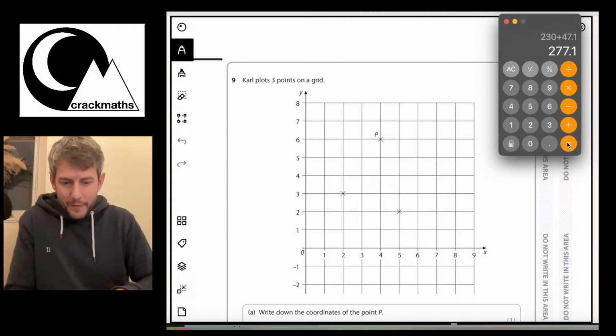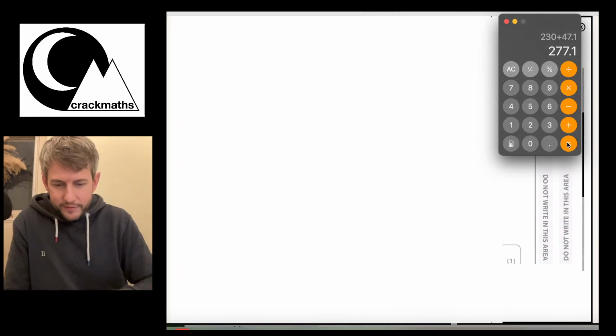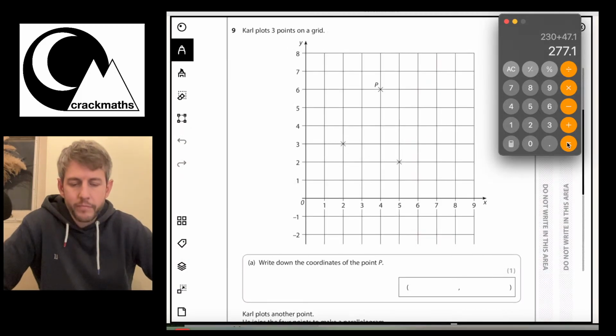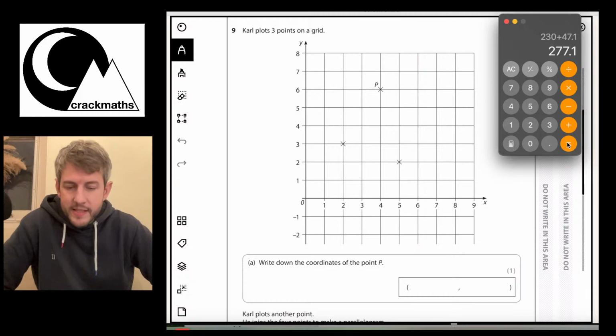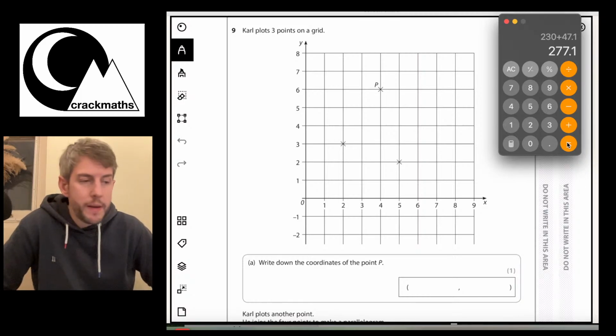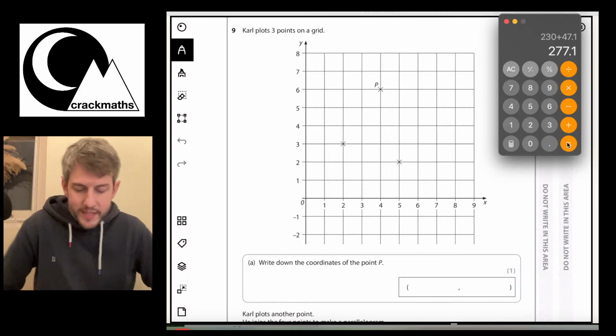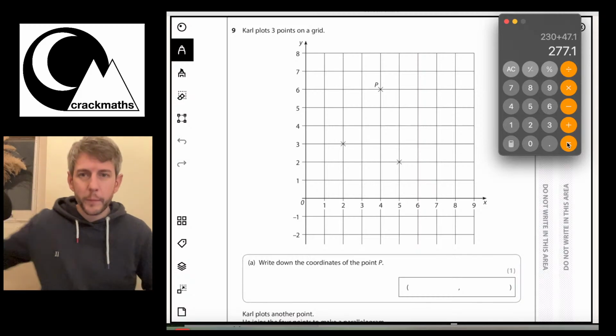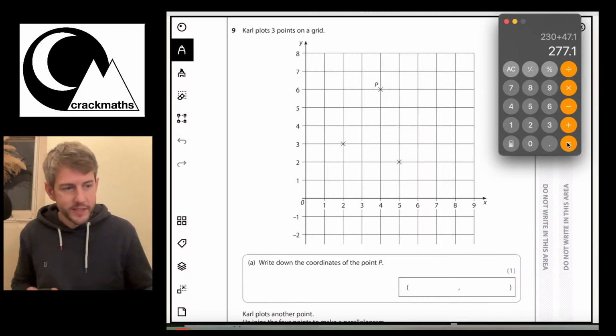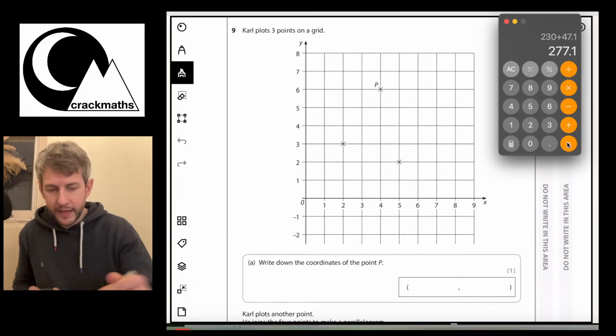Right, okay, here we go. We've got a grid. So on this grid, it says, Carl plots 3 points on a grid. Write down the coordinates of the point P. Okie dokie, so here we go. We've got the point P over here.